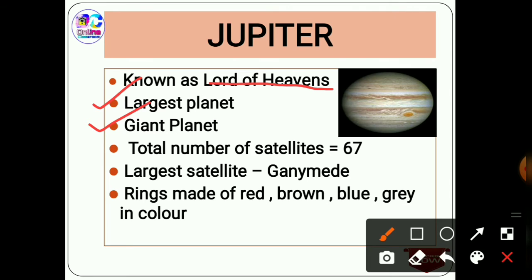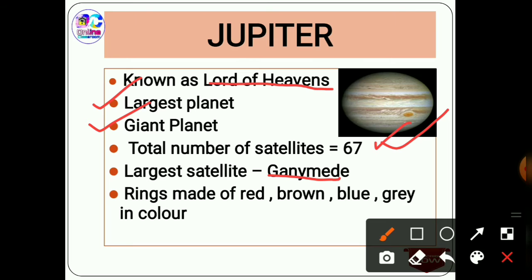It is large and it has a total of 67 satellites. As it is a giant planet and larger in size, it has the highest number of satellites, that is 67. It also has a large satellite known as Ganymede. It has rings of red, brown, blue, gray in color.